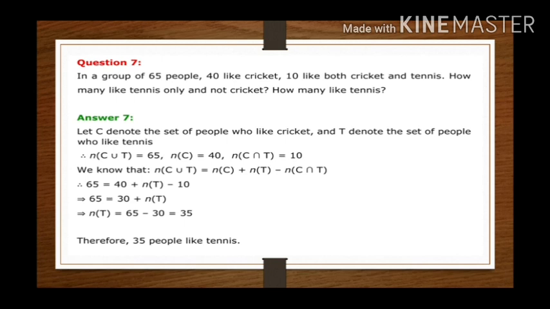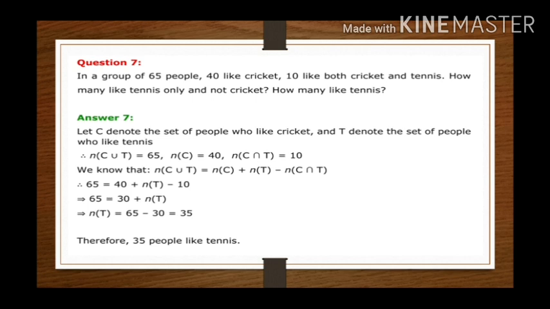Question number 7. In a group of 65 people, 40 like cricket, 10 like both cricket and tennis. How many like tennis only, not cricket? And how many like tennis? Okay. Total people is 65.